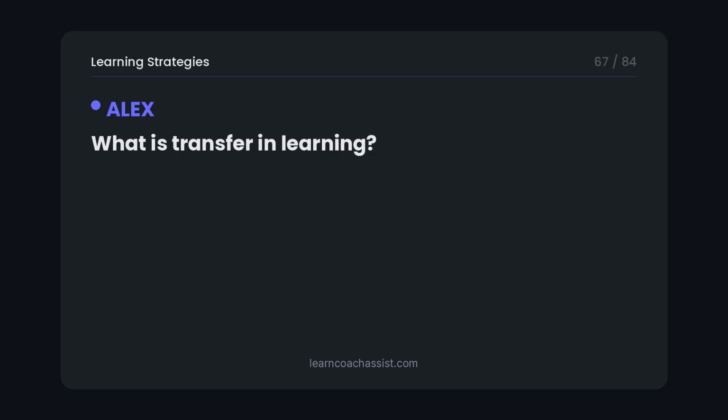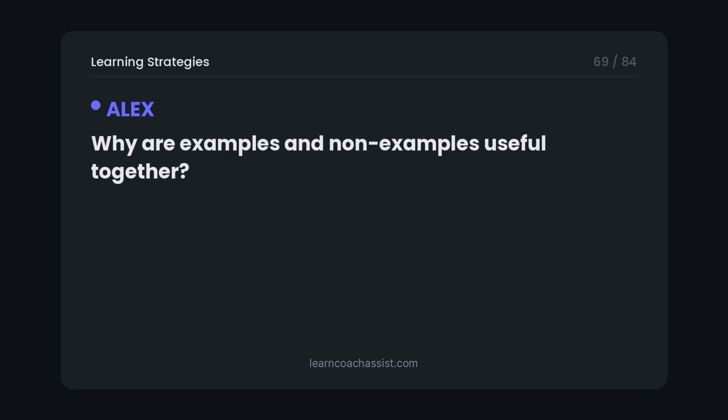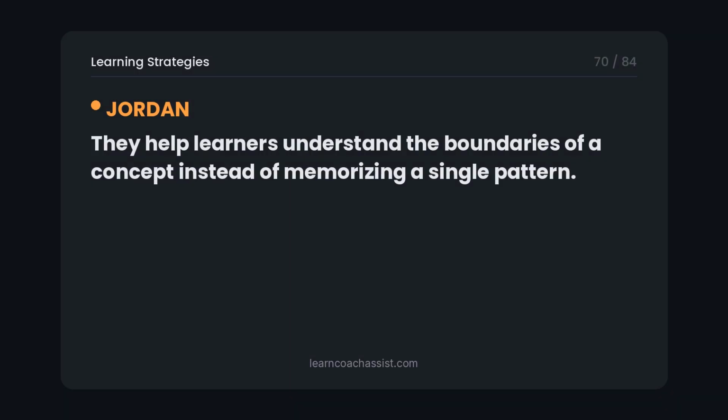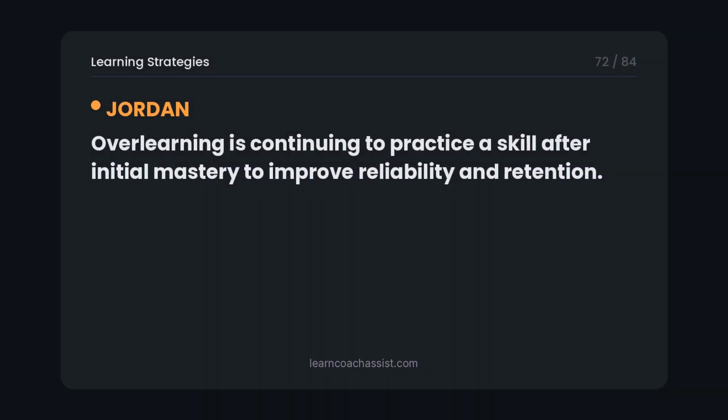What is transfer in learning? Transfer is the ability to apply knowledge or skill in a different context from where it was first learned. Why are examples and non-examples useful together? They help learners understand the boundaries of a concept instead of memorizing a single pattern. What is overlearning? Overlearning is continuing to practice a skill after initial mastery to improve reliability and retention.